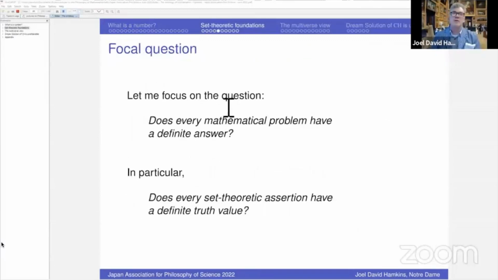So let me focus on the question now: does every mathematical problem have a definite answer? And in particular, does every set theoretic assertion have a definite truth value? If we think about set theory as a foundation of mathematics, then this question is somehow riding on this one.